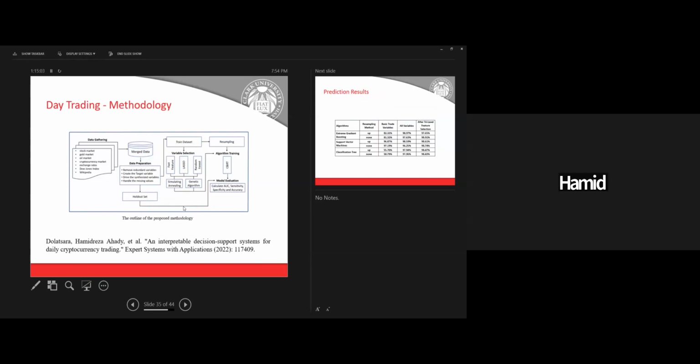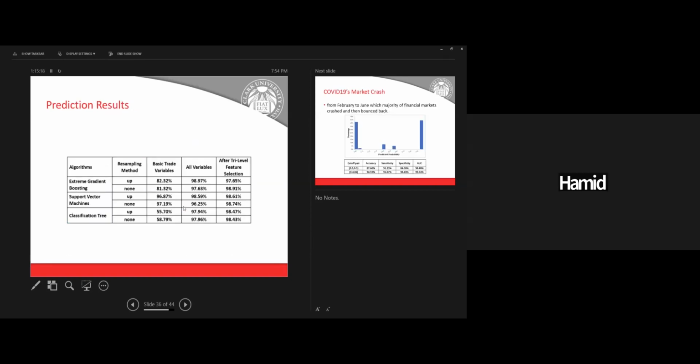Okay, this is my paper. It's accessible over the internet, but if you want, I can share it with you. I used machine learning to predict Bitcoin price fluctuations, and I could get very good accuracy. My dependent variable was whether the Bitcoin price goes up or down. If I know the next day's price of Bitcoin will go up, I buy today. If I know that it goes down, I sell today.